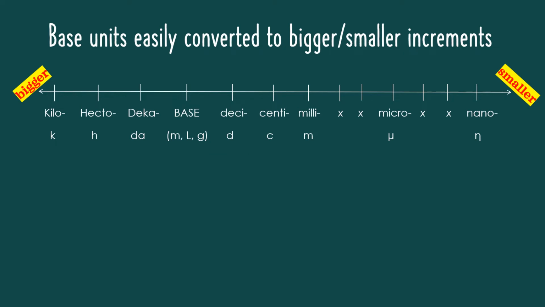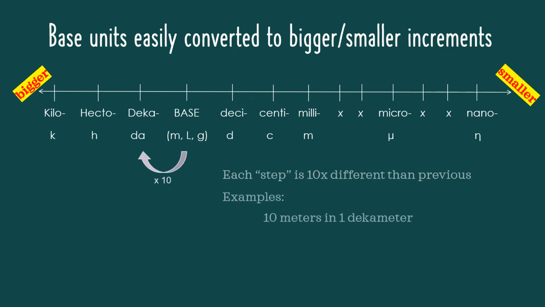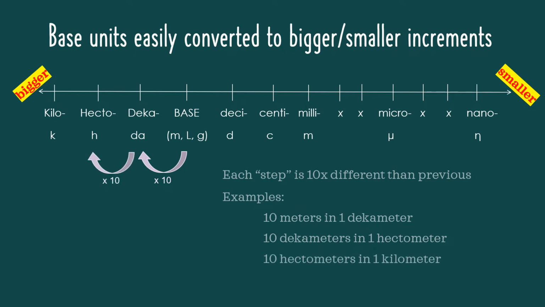An important feature of the metric system is that each step along this number line is exactly 10 times different than the previous step. What I mean is that there are 10 meters in a decameter, or 10 decameters in a hectometer, or 10 hectometers in a kilometer.